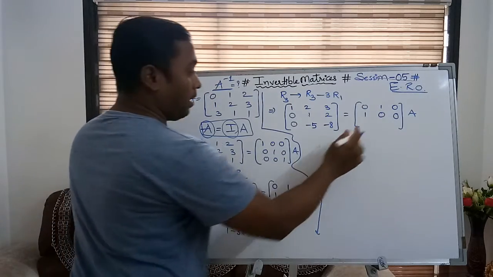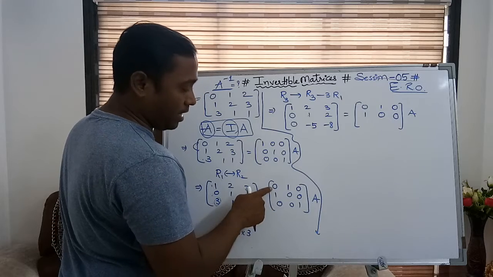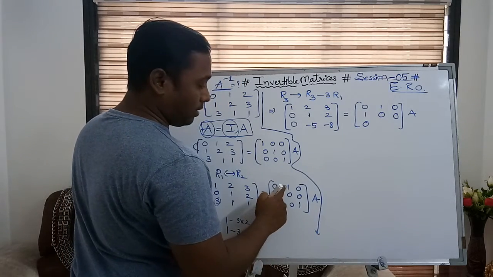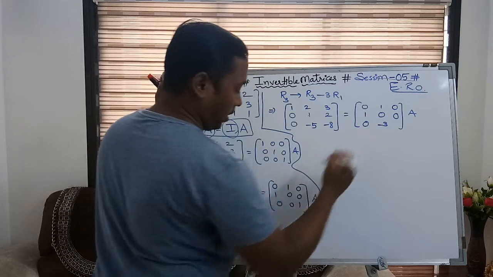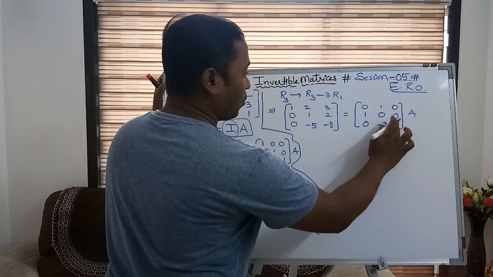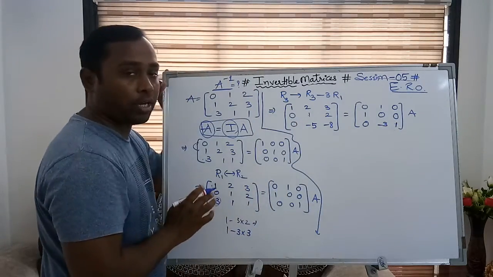Okay. And thereafter here the same. So here 0 minus 3 times 0 is 0 only. 0 minus 3 times 1 is minus 3. 1 minus 3 times 0 is 1. So now my purpose is solved. My 1 0 0 has been created.